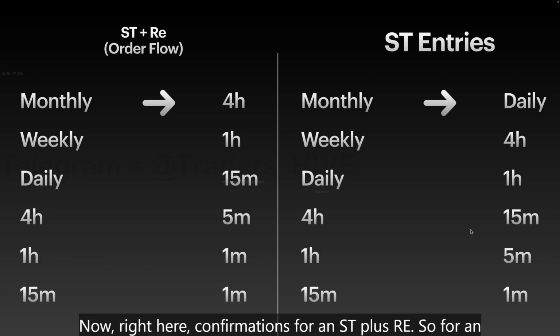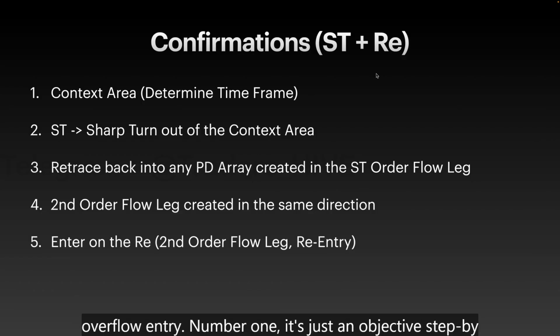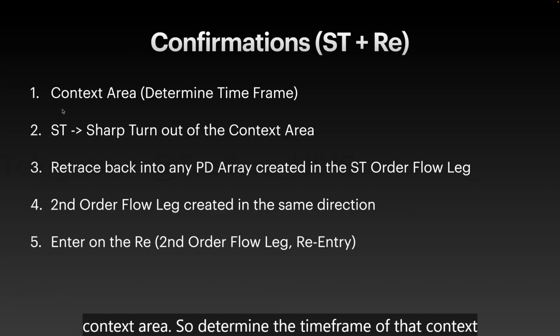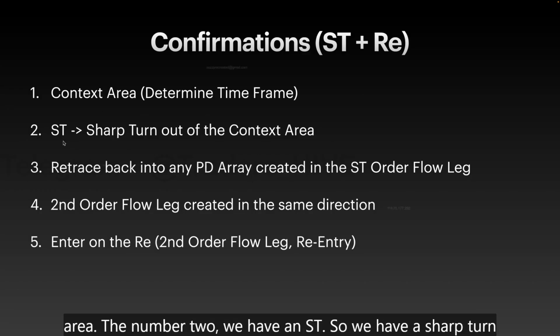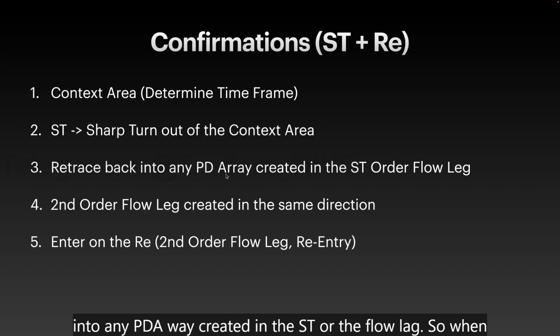Now, right here, confirmations for an ST plus RE. So for an order flow entry, it's just an objective step-by-step process essentially. Number one, we start with a context area. So determine the time frame of that context area. Number two, we have an ST. So we have a sharp turn out of the context area. Then number 3, we retrace back into any PD array created in the ST order flow lag.